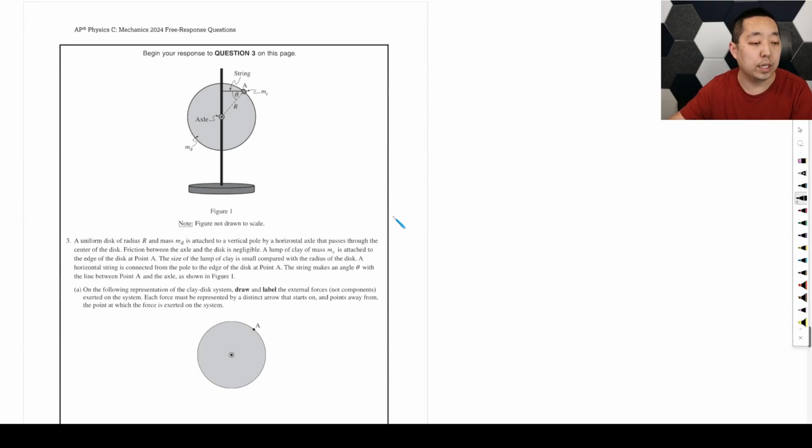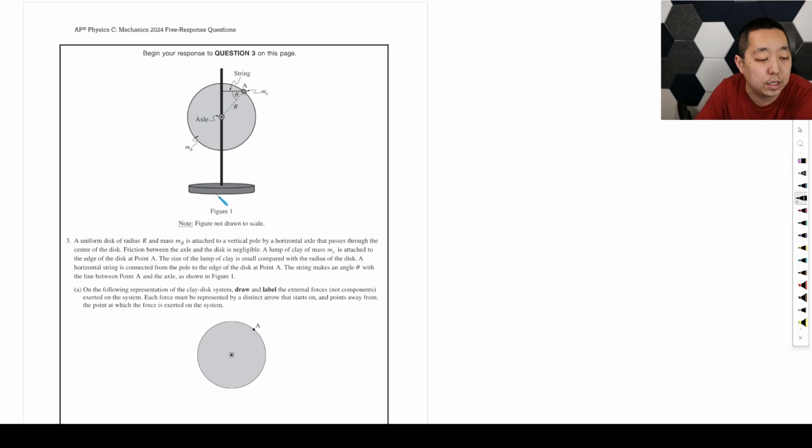All right, number 3. Interesting. A uniform disk of radius r and mass md is attached to a vertical pole by a horizontal axle. It passes through the center of the disk, so this is the horizontal axle here. So it's like spinning this way. Friction between the axle and the disk is negligible. A lump of clay of mass mc is attached to the edge of the disk at point A. The size of the lump of clay is small compared to the radius of the disk, so you don't have to care about its dimensions. It's like a point mass.